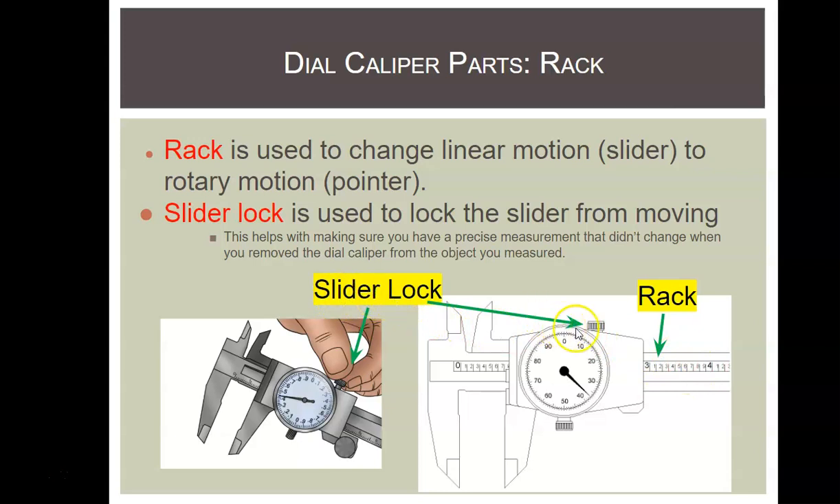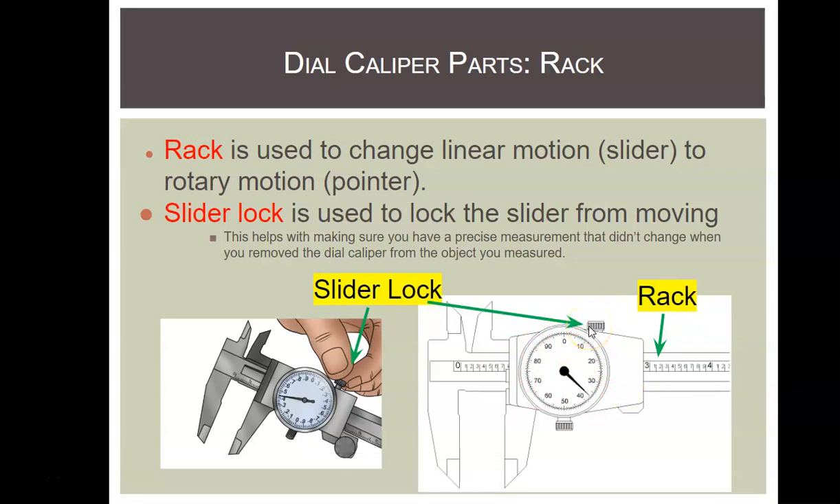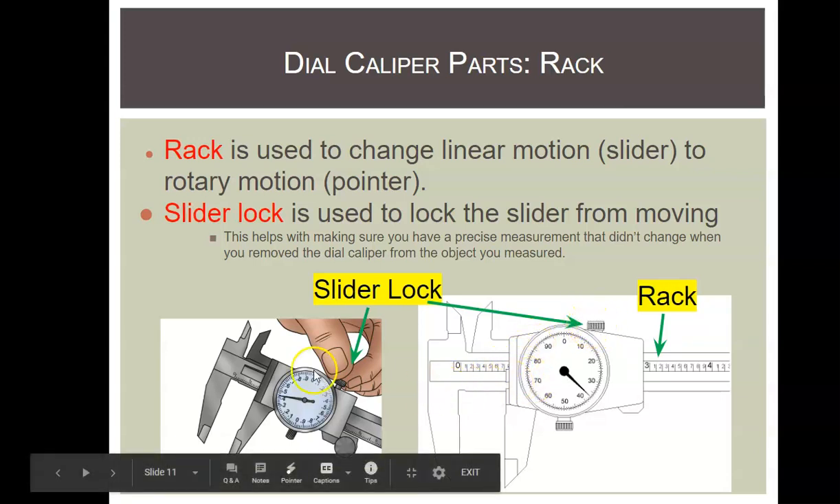You have your slide locker. So if you don't want this slider to actually move, you can lock it in place. When you're taking a measurement and then pulling it off of the object to read that measurement, and maybe you set your caliper down, type something on the computer, and then come back to it, it's helpful to lock the slider so that you don't move that measurement. You just do it by twisting the little knob up on top.